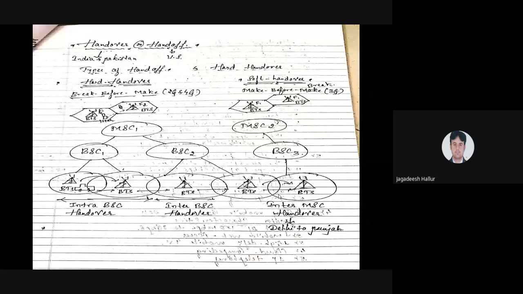Again, the same point you are getting. BTS changes, BSC remains same, MSC remains same. Again, the intra BSC handover. Now, whenever you cross from the fourth BTS to the fifth, that is the last, BTS also changes, BSC also changes, MSC also changes. Getting the point? BTS changed, BSC also changed, MSC also changed. This type of handover is called inter MSC handover.